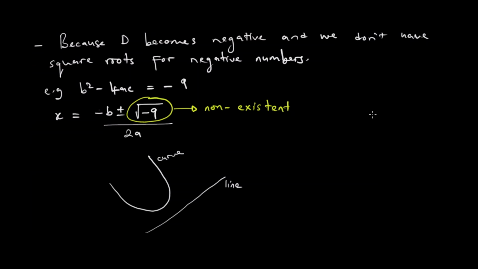The nature of roots. So we say repeated roots is the nature of roots when the discriminant is equal to 0. We say distinct roots, two distinct roots, is the nature of roots when the discriminant is greater than 0. We say non-existing roots, or non-existent roots, is the nature of roots when the discriminant is less than 0.